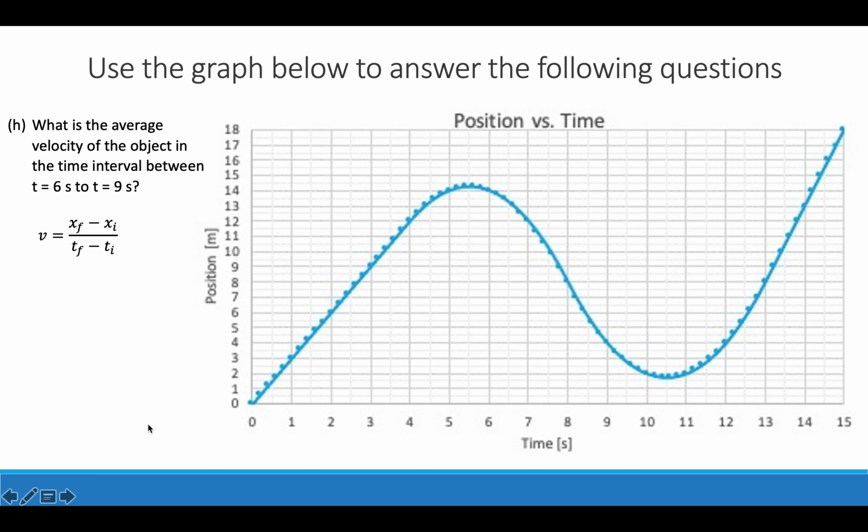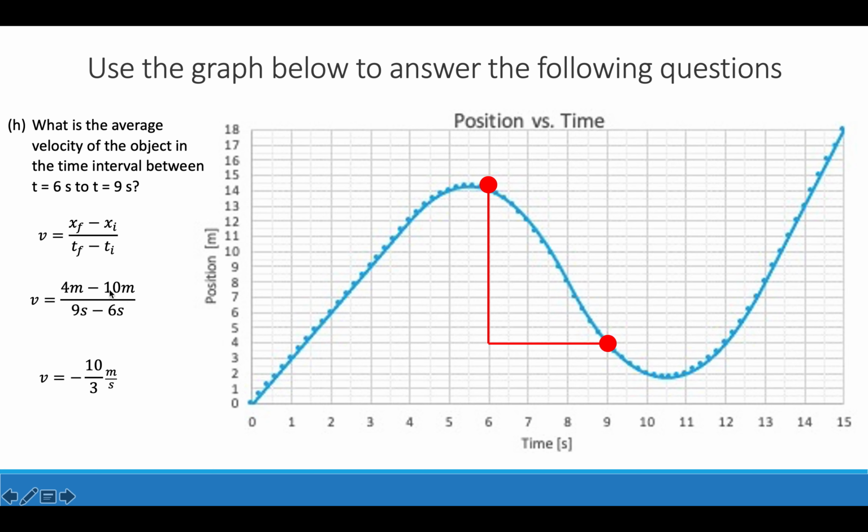I can do the same thing between a time of 6 seconds and 9 seconds. So I can identify those points on the graph. So here's my 6 second mark and then my 9 second mark. When I'm at 6 seconds, my position is, oh, that's written wrong. So that should be about 14 right there. That's 14. And then at 9 seconds, I'm at about 4 meters. And so this was a mistake on here when I was putting this in. So this should be 14.